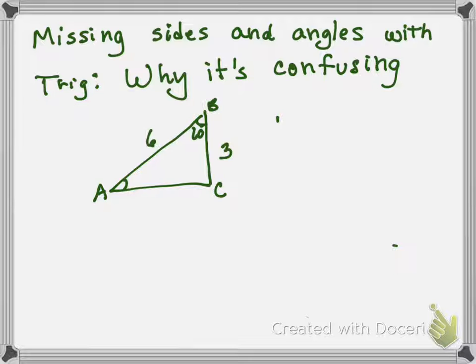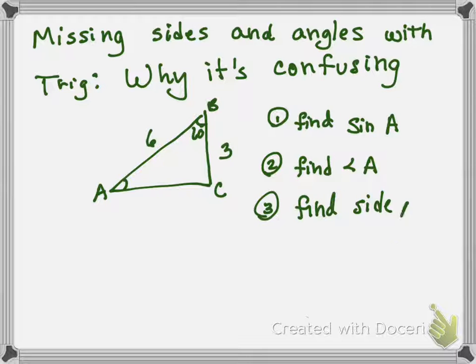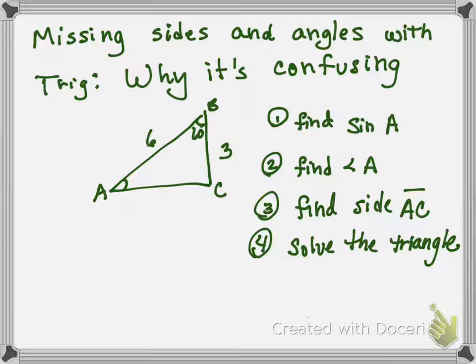One of the reasons it's so confusing is you can have the same exact picture, and there could be multiple different questions they could ask about it. So here are an example of some questions they could ask about this picture. They could say, find the sine of A, find angle A, find side AC, or solve the entire triangle. And this is just a few of the things they could ask.